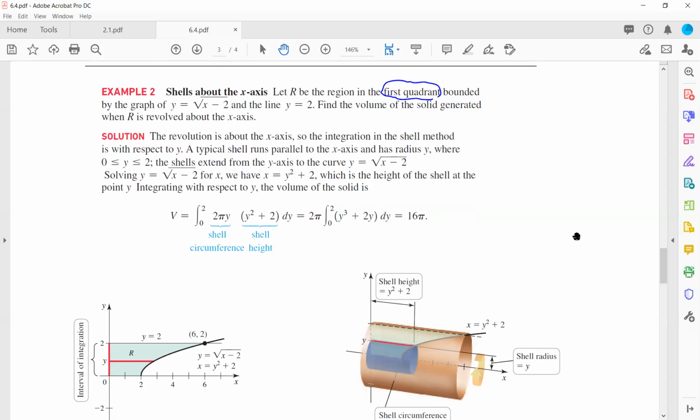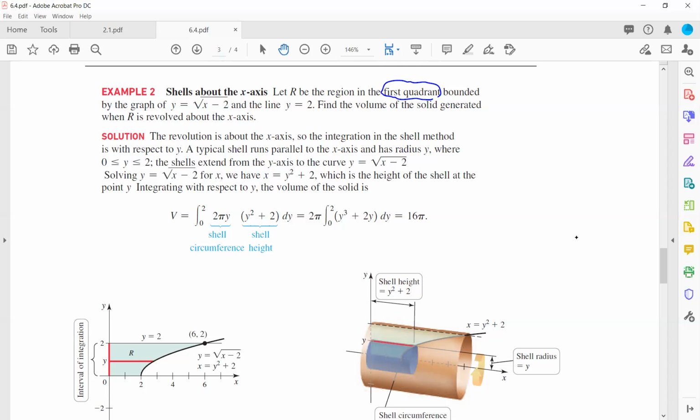Let's take a look at our region here. So our function y equals square root of x minus 2, and the horizontal line y equals 2. And since we are bounded in the first quadrant, it means that we have these boundaries here as well. So this is our region.